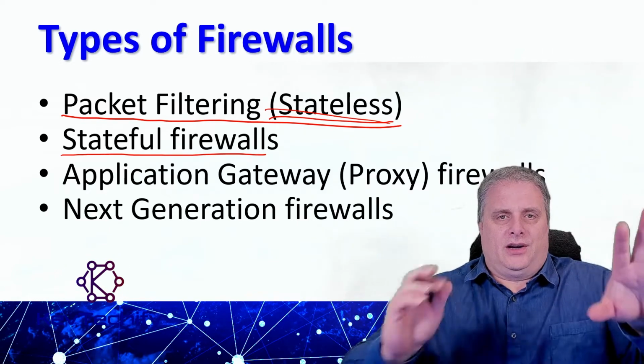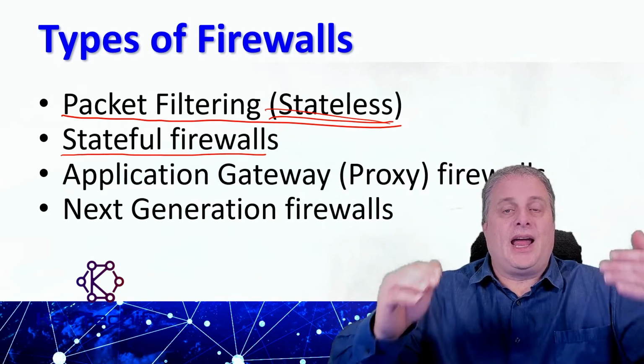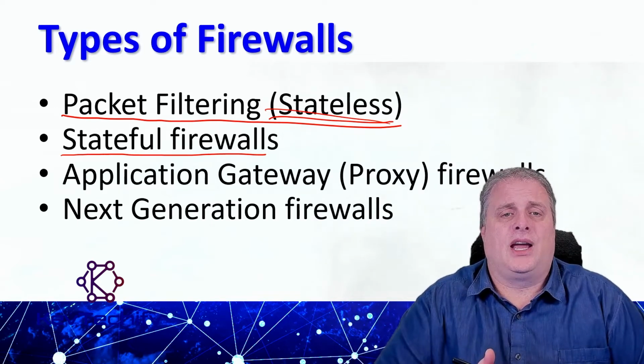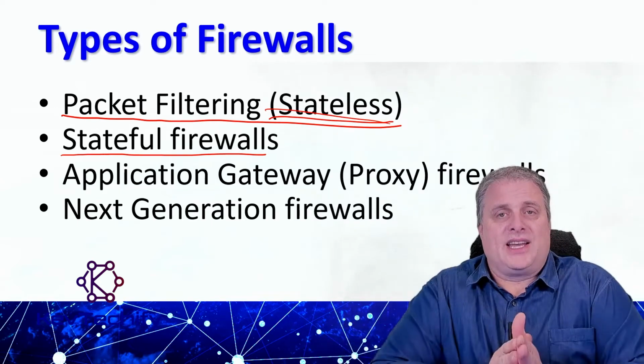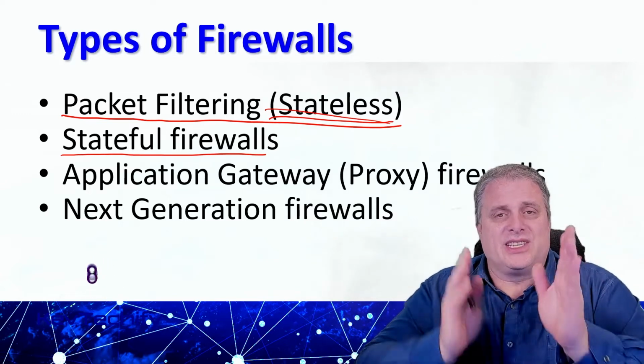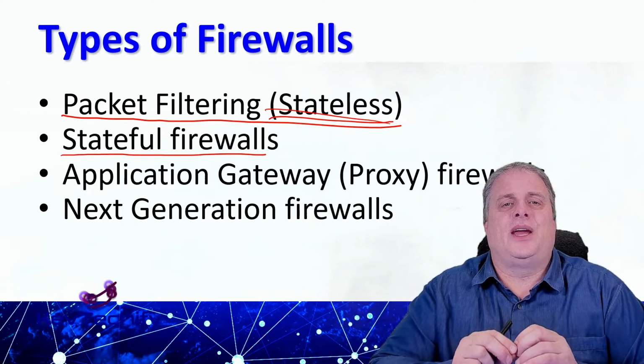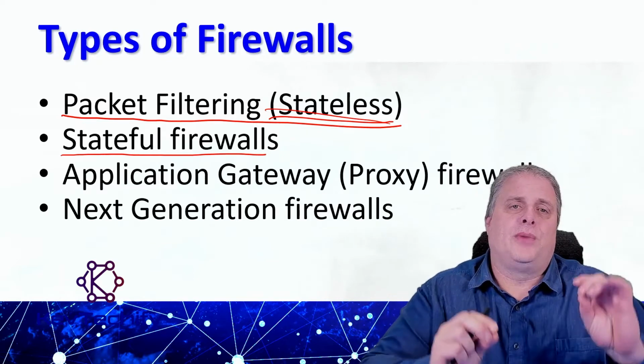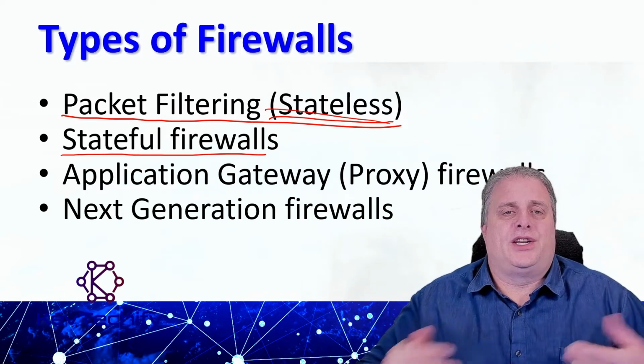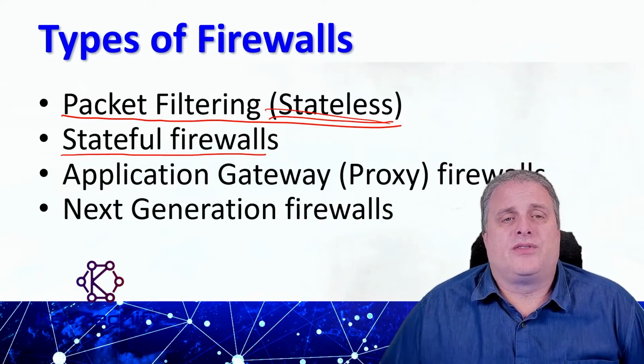Stateful filtering here is a firewall architecture at the network layer in the OSI model. It uses the state of the connection, looks at that information, and then allows or permits and denies information to pass through depending upon the rules you have set up.